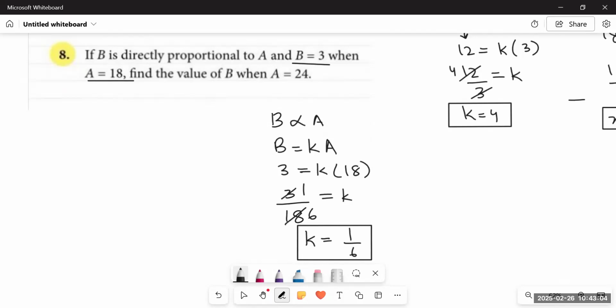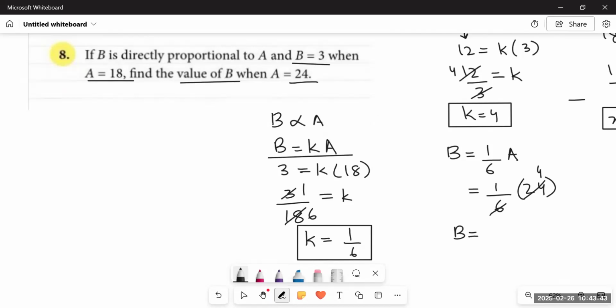Okay, the more grip you have on linear equations, the more easily you'll be able to solve these type of questions. After finding the value of the constant, we have to find the value of B. So we'll use the same equation, that is B is equals to 1 upon 6A. Why? Because B is equals to KA, where K is equals to 1 upon 6. Since the value of A is given, so I'll substitute its value, which is 24. And after that, it becomes 1 upon 6 multiplied by 24, where I can simplify 1 upon 6 with 24. Why? Because there is a multiplication sign in between, and 6 can cut 24 with 4. So the answer of this would be B is equals to 4.